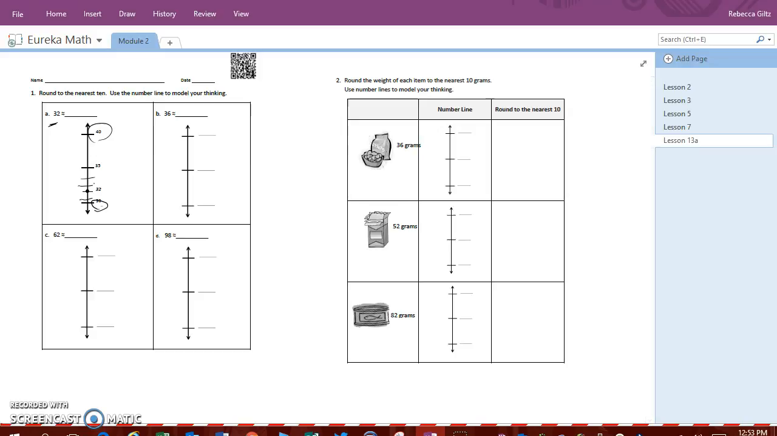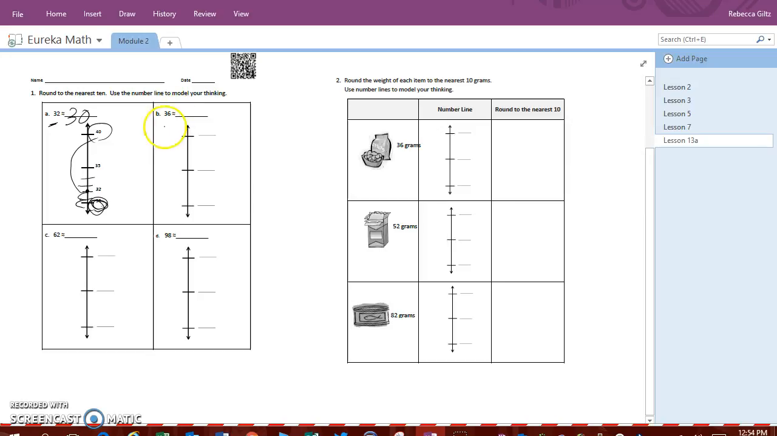Now all we need to do is say, all right, is 32 closer to 30 or 40 on the number line? Well, if I look at it, 32 is only 2 hops away from 30. But to get from 32 to 40, I have to go 8 hops. So it's definitely closer to 30. So our answer, and if you notice this, it's not an equal sign, it's a curvy equal sign. That means about, is about. So 32 is about 30. Okay, what that means is 32 is closer to 30 than 40 on the number line when we round by tens.